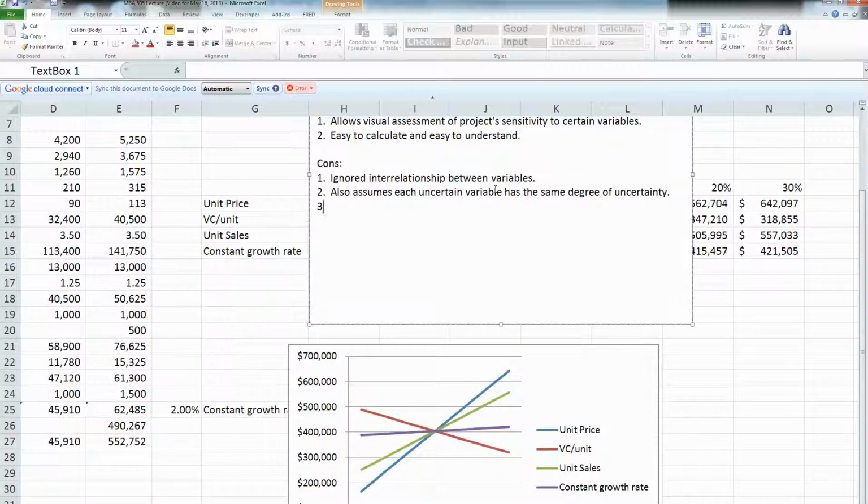It also only considers a limited number of outcomes. In this case, I did 4 uncertain variables and we did 6 deviations from the base case, the plus or minus 10, plus or minus 20, and plus or minus 30. So we looked at 24 potential outcomes in addition to the base case.